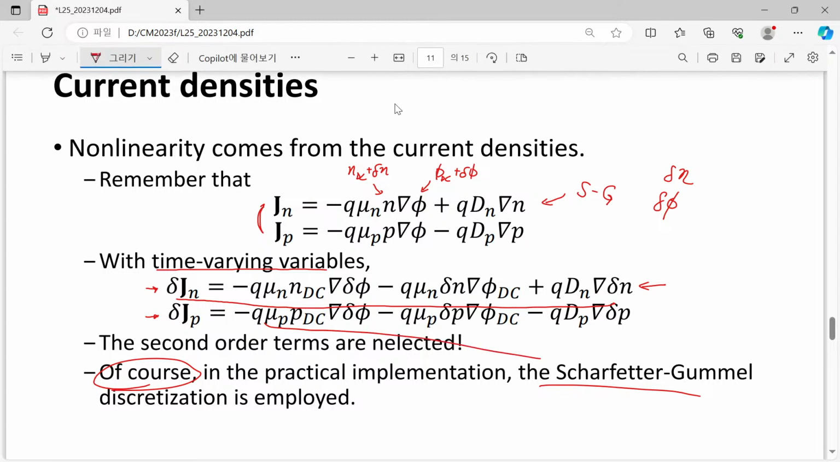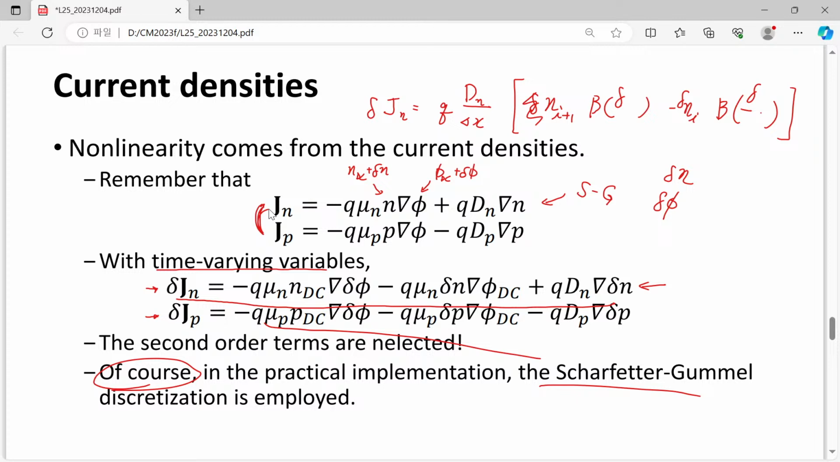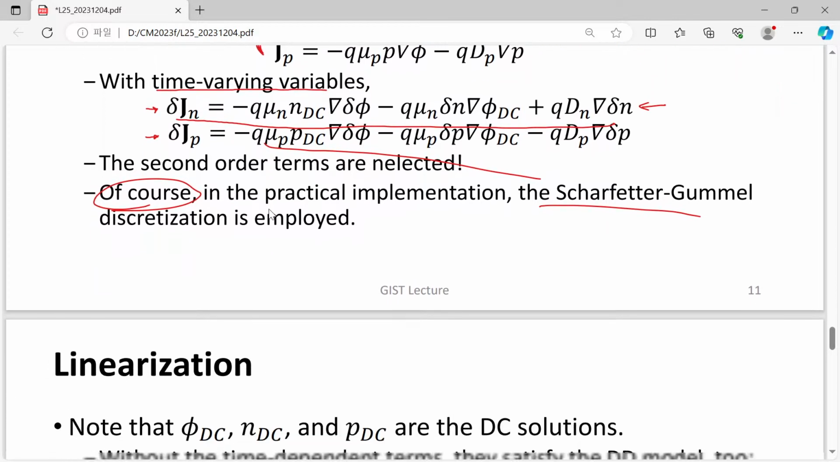Instead, since Jn is simply given by, for example, q times Dn over delta x times n_{i+1} Bernoulli of something minus n_i Bernoulli of minus something, if you want to calculate delta Jn, then insert delta here, or delta here, or delta here, or delta here. Then you will have the form of delta Jn, not directly from the analytic expression. Are you with me? So in principle, yes, you can calculate the current densities and their small signal versions.